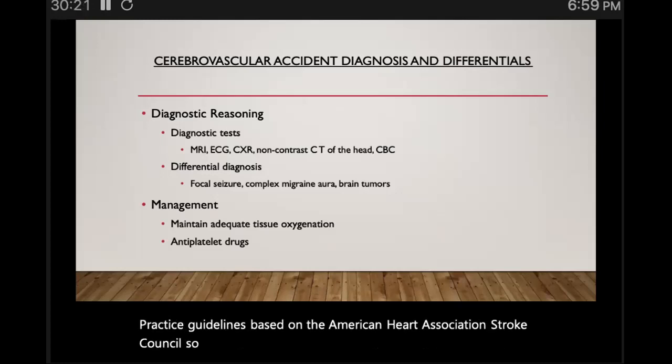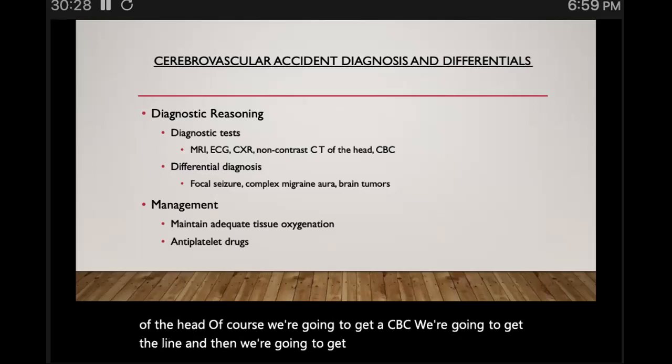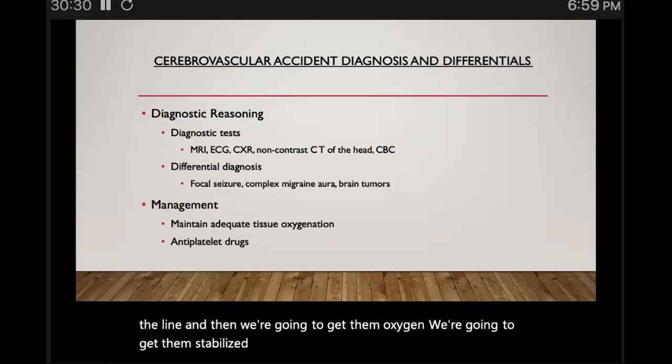The first thing we want to consider is a non-contrast CT of the head. Of course, we're going to get a CBC, we're going to get a line in them, we're going to get them oxygen, we're going to get them stabilized to make sure that we can get them their treatment as soon as possible.